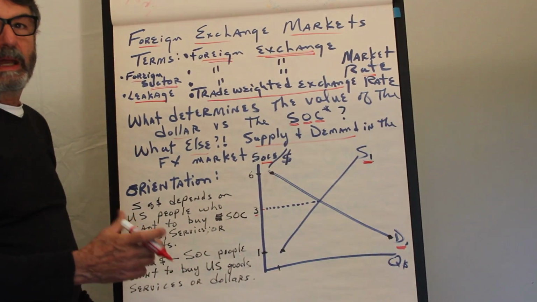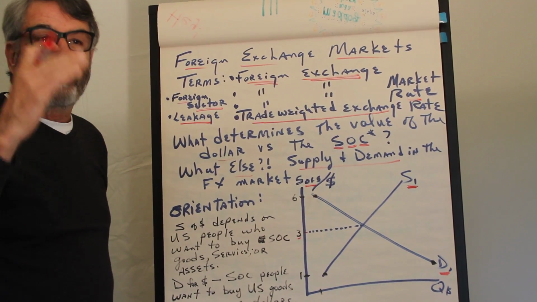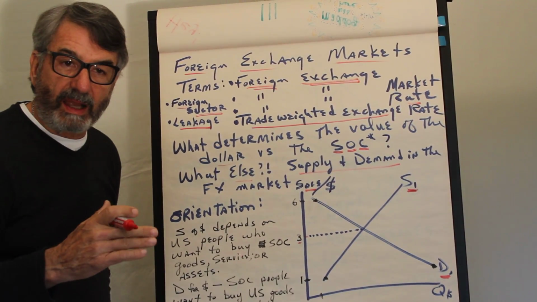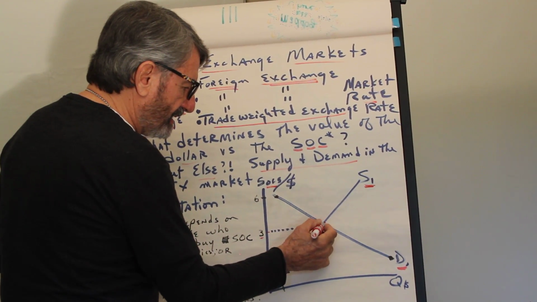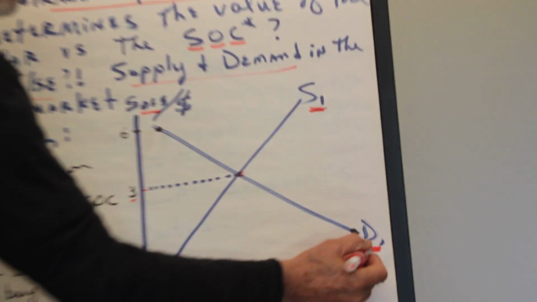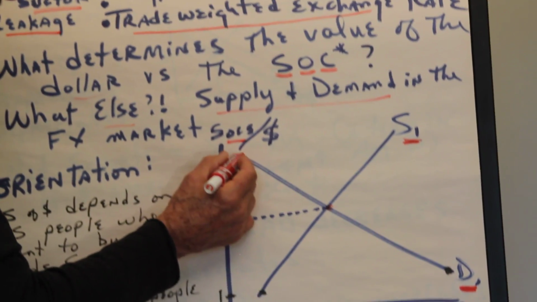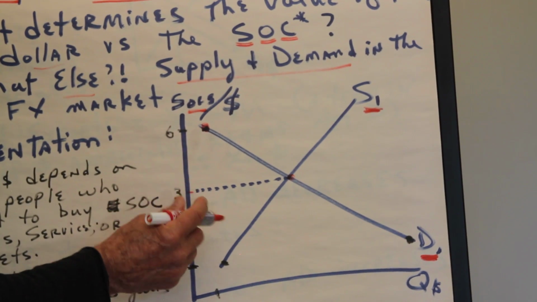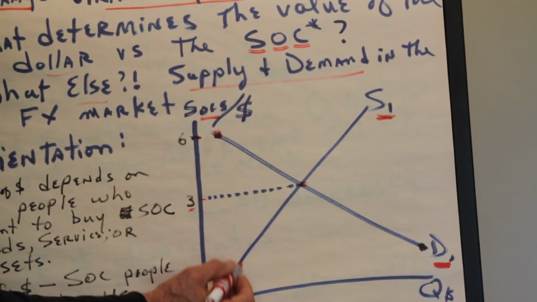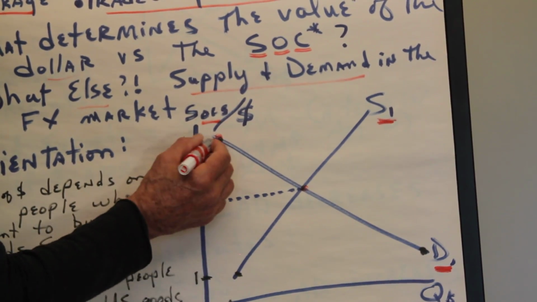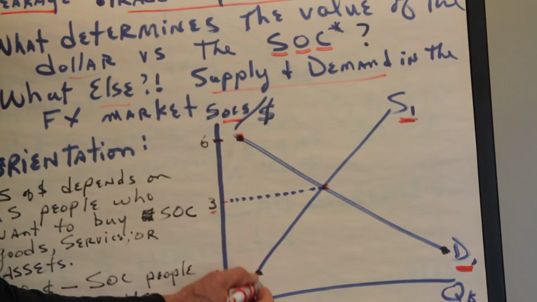market. When somebody from Germany wants to come to Disneyland, they have to buy the dollars. They have to buy the dollars in the foreign exchange market, and that's why SOC people who want to buy U.S. goods, services, or assets are on the demand side. Well, if it costs them 6 SOCs for $1 worth of U.S. goods, that's a very high price to the SOC people, and they won't want to buy much.